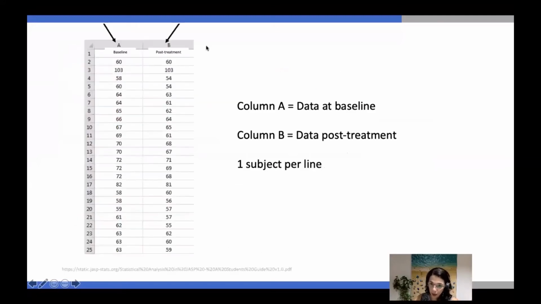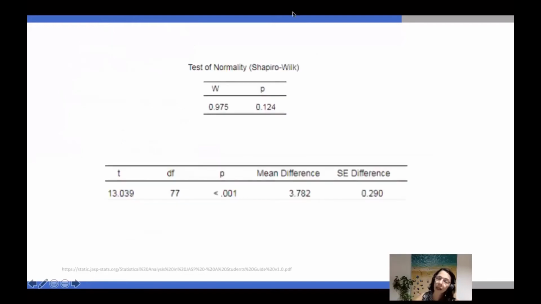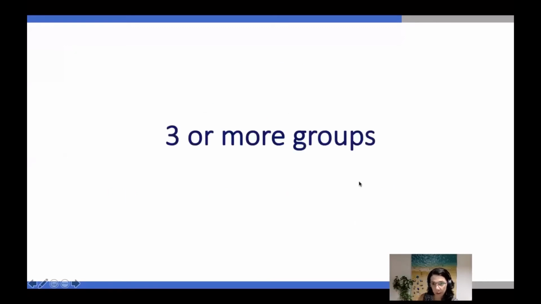So again, depending on the program, the layout may be different, but an example would be now to include here in the A column the data at baseline. So each line represents one subject, and in the B column, the values obtained after treatment. Again, the output of this will depend on the program, but for instance, here you have the result of your test of normality, then you assume normality, then you run your paired t-test, and you get this p-value of lower than 0.001, and you reject the null hypothesis, so you conclude that there is a difference from baseline to after treatment in this particular score.